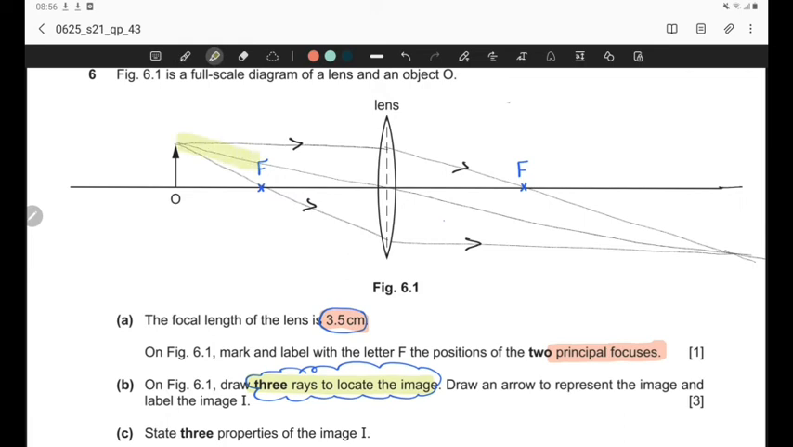As this ray is passing through the center of the lens, there won't be any deviation, but it will keep moving in the straight path. So this must be the direction of the third ray. Now we can see these three rays are meeting at a point at the right side of the lens, where we will get the image. So this is the image formed, and we need to label I. That is mentioned in the question. And you should not forget to put the arrow to indicate the direction or the position of the image. It will be an inverted one.